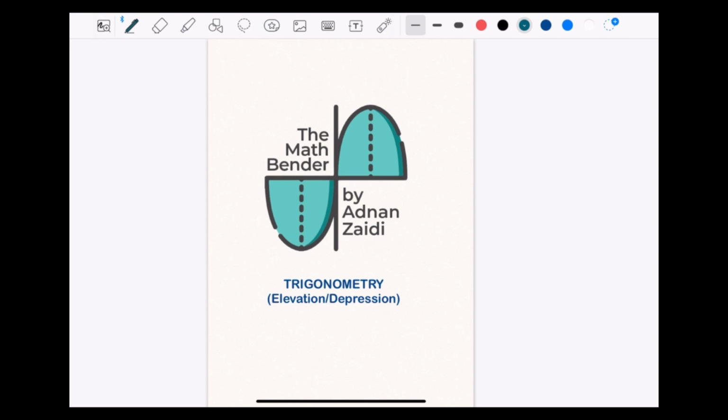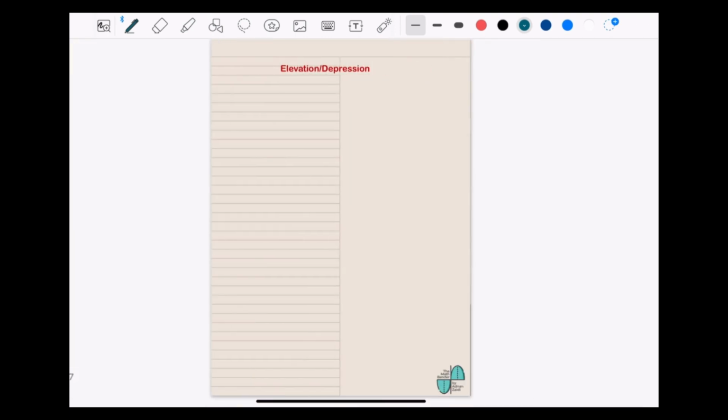I'm Adnan Zaidi and this is an extension of trigonometry where we'll discuss further applications of trigonometry, more or less, which is angle of elevation and depression. So let's start off.